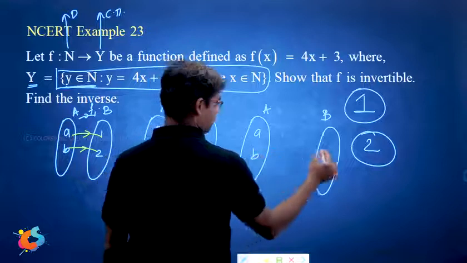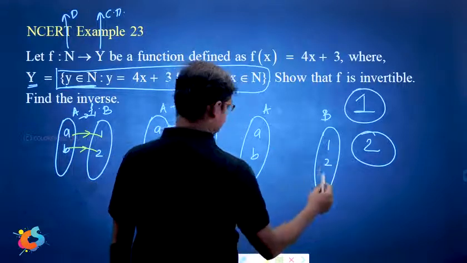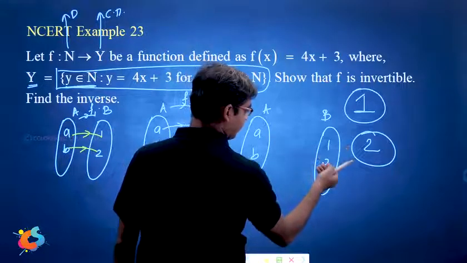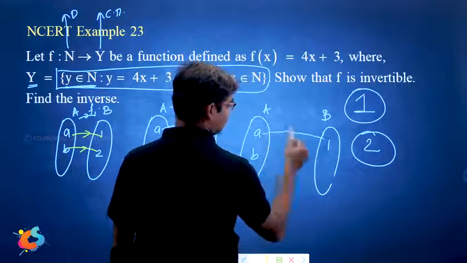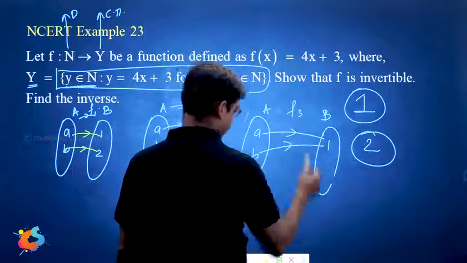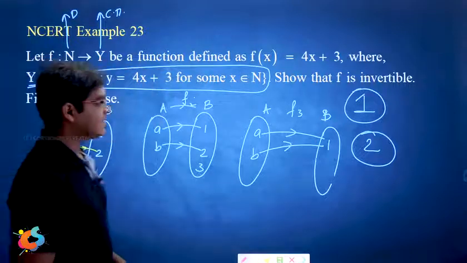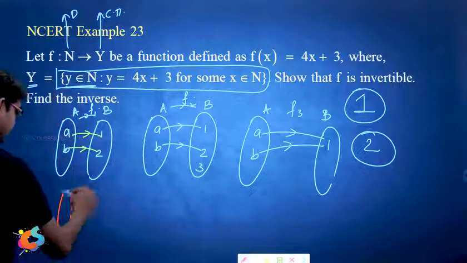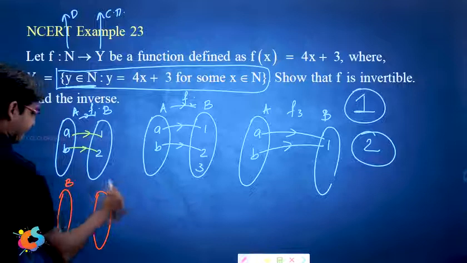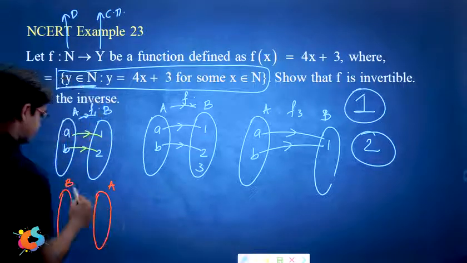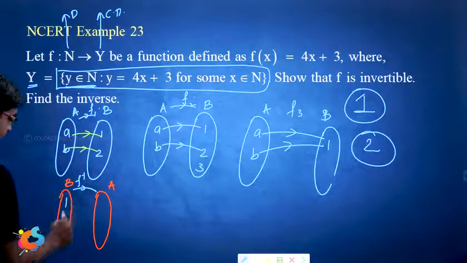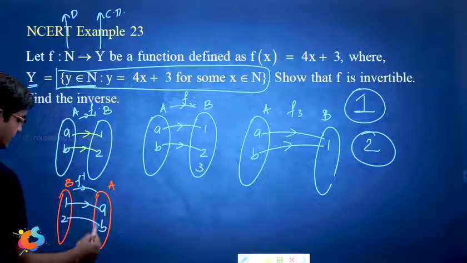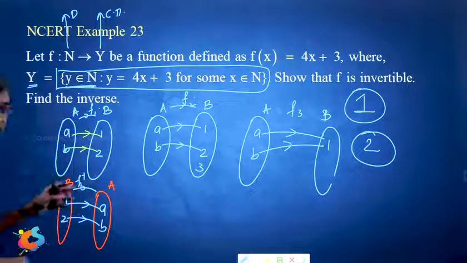Next, a and b are there here, 1 and 2 are there, and let us say only 1 is there here. The mapping is like this. This is f3. Okay, so now let us understand. For this function, if you take the inverse function, it will be mapping from B to A. This is the inverse function. So what are the elements in B? 1 and 2. Here a and b. 1 will be mapped to a and 2 will be mapped to b under the inverse function of f1.